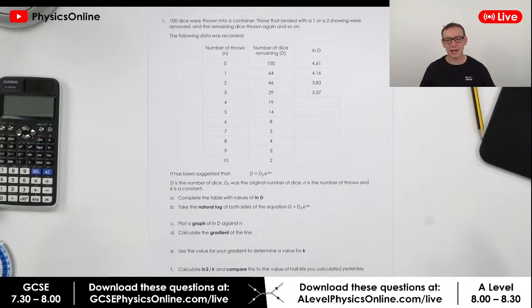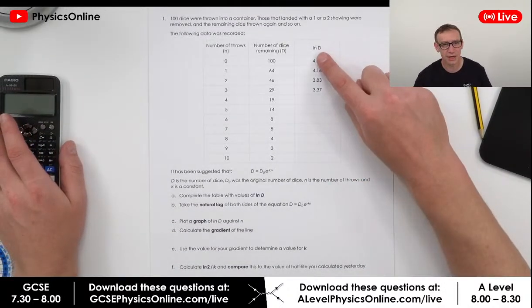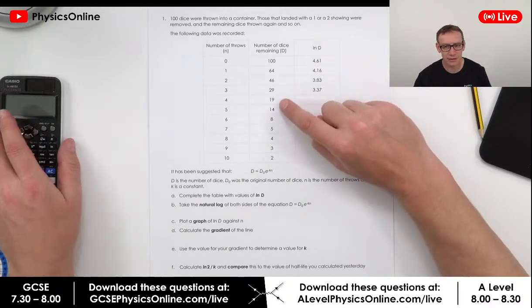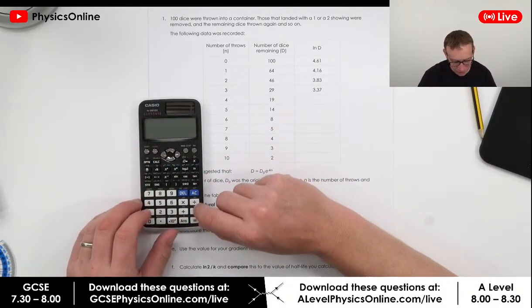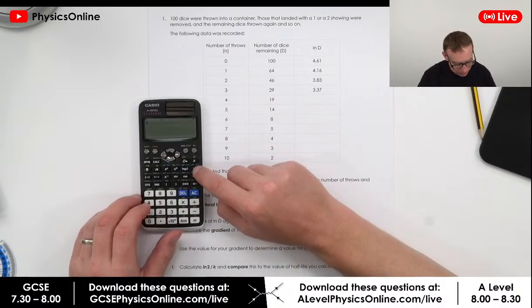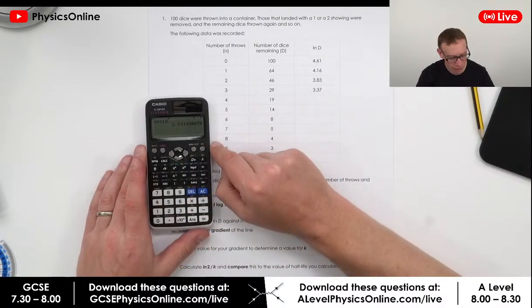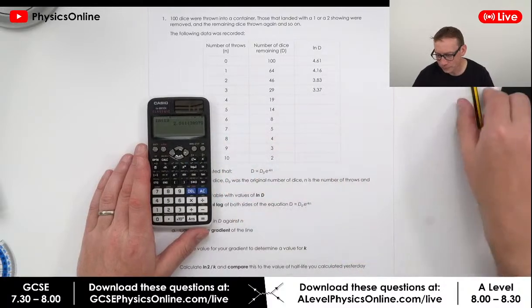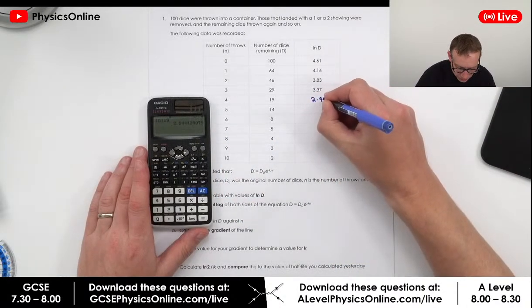Okay, year 13 is A2, that's correct, yeah. The first question is we need to work out the natural log of the values of D. All we need to do is put the numbers into the calculator. So the first one, we're going to look at the natural log of 19, and that's equal to 2.9444. So I'm just going to write this down as 2.94.